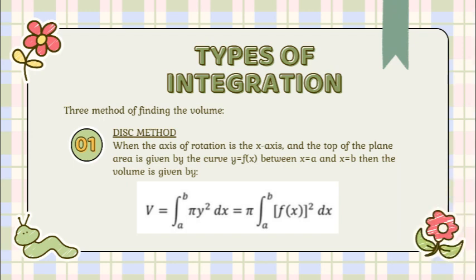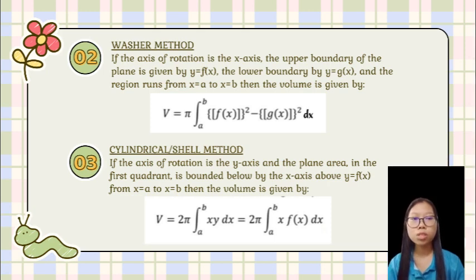Next is the washer method. If the axis of rotation is the x-axis, the upper boundary of the plane is given by y equals f(x), the lower boundary by y equals g(x), and the region runs from x equals a to x equals b, then the volume is given by this formula for the washer method.